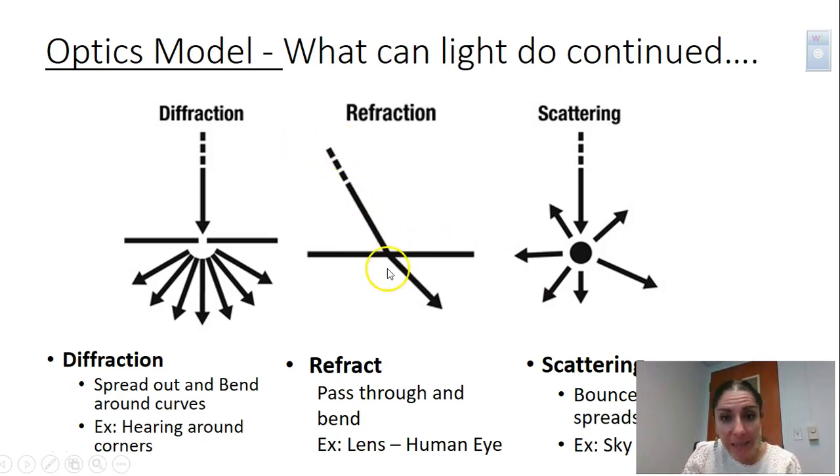Refraction is the bending of light because it goes into a different medium. The best example is the human eye, so we'll talk about that. And lastly, light can scatter, so it can hit an object and then bounce off in all different directions and spread out. Quite technically, that's why the sky is blue. Light comes in from the sun and hits the atmosphere, and when the light hits the particles of the atmosphere, it scatters off of them, and the effect of that is that blue color.